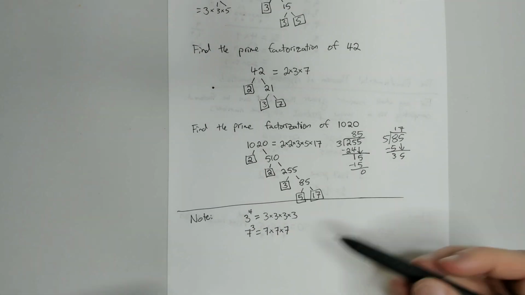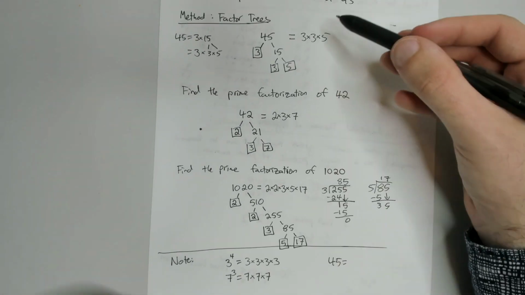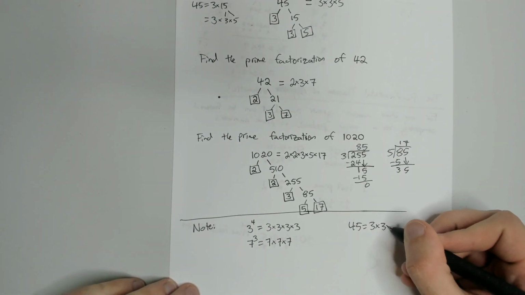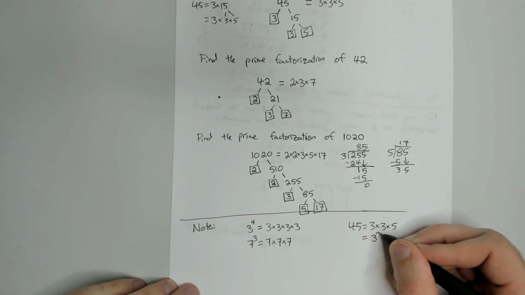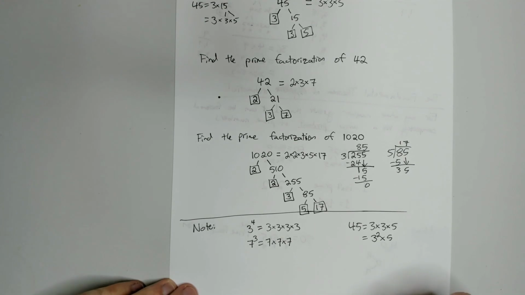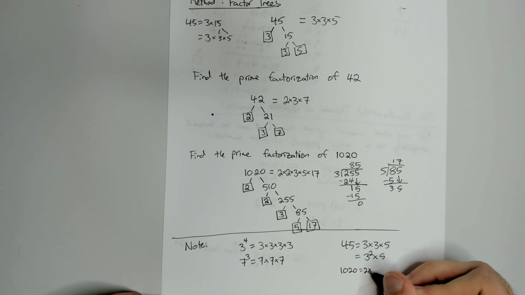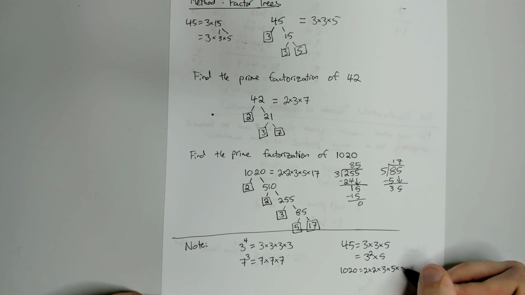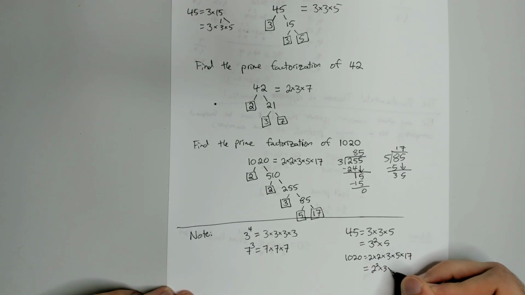All right, so for some prime factorizations, we get repeated elements, so it's often common to basically use exponents in the prime factorization. For example, 45, as we saw up here, was 3 times 3 times 5. But since we have 3 multiplying itself twice, we can say this is the same thing as 3 squared times 5. And this would maybe be a more compact way of writing the prime factorization of 45. Or 1020, we saw that was 2 times 2 times 3 times 5 times 17. So one way to write the prime factorization of this would be 2 squared times 3 times 5 times 17.